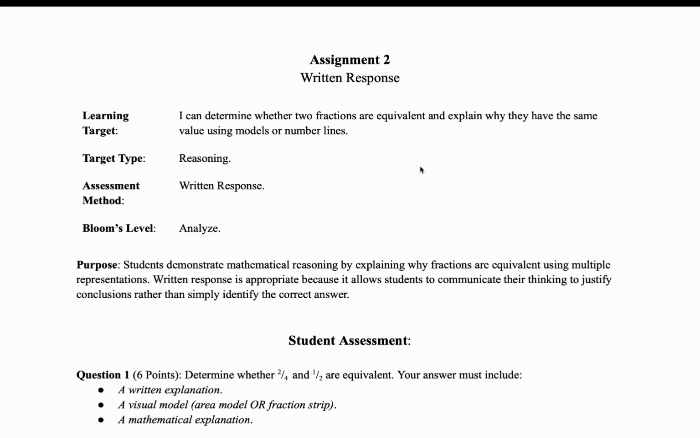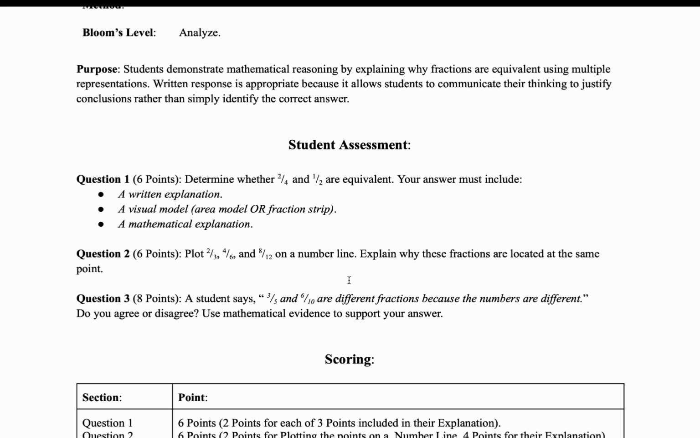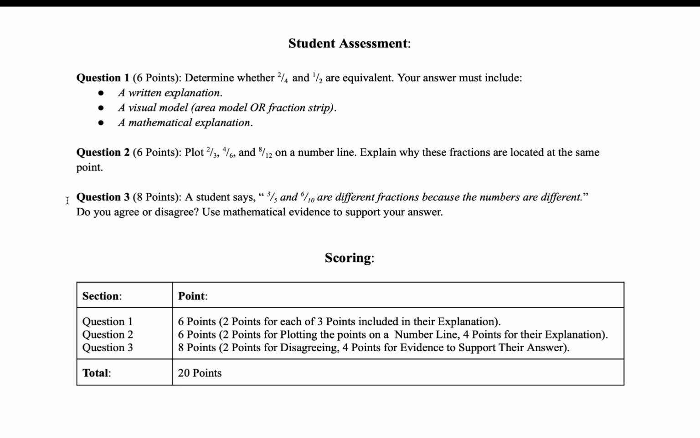The assessment also includes 3 questions. The first question asks students to determine whether 2/4 and 1/2 are equivalent, where students must provide a written explanation, a visual model, and a mathematical reasoning. The second question asks students to place equivalent fractions on a number line. So this allows students to demonstrate that equivalent fractions represent the same location and value. And then the third question addresses the misconception where a student believes that 3/5 and 6/10 are different because the numbers are different, where students must explain why this thinking is incorrect using mathematical evidence.